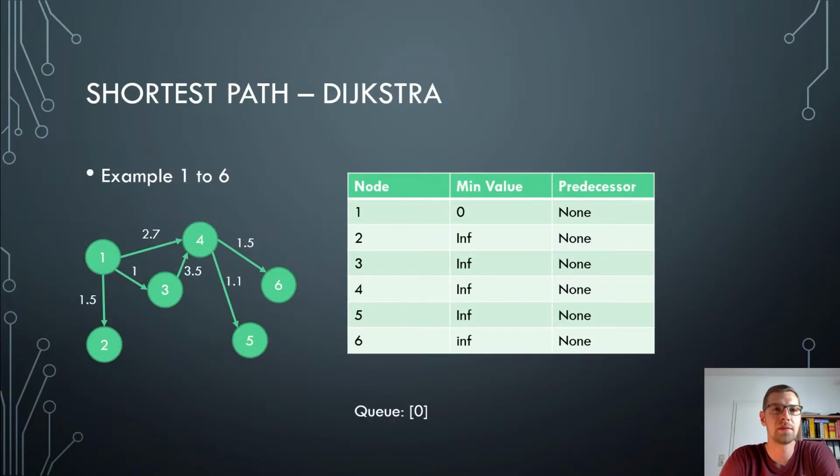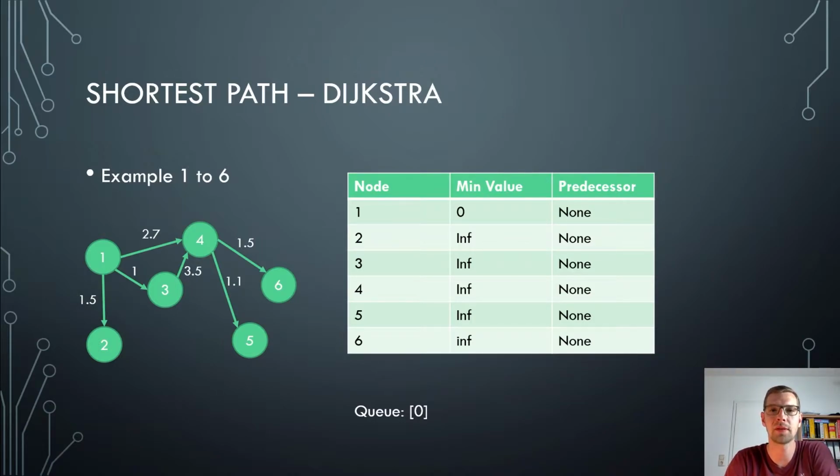At first, we have this graph on the left, and we have the nodes 1, 2, 3, 4, 5, and 6, and we want to find the shortest path from 1 to the node 6 in this case.